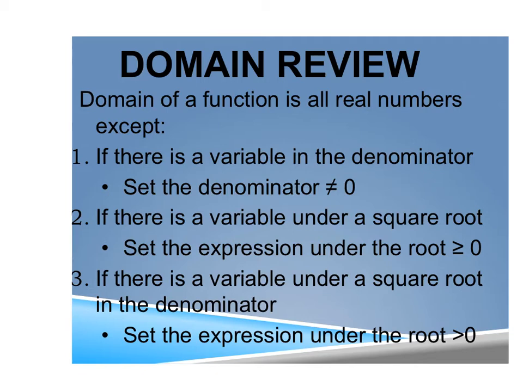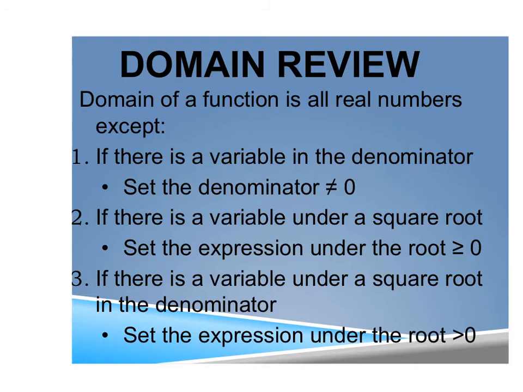Our domain review. This was in section, I believe it was 1.2. This was on our 1.2 to 1.6 test. This is not new. You guys have seen this. If I have just a polynomial that does not have a denominator, it can have 42 exponents, anything like that, all real numbers. We can put anything in, get anything out. But there's some instances where we have to say, oh, wait, there are restrictions. If the variable is in the denominator, remember we set the denominator not equal to 0.